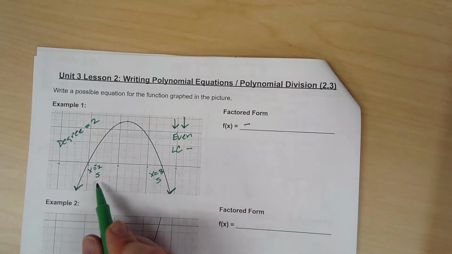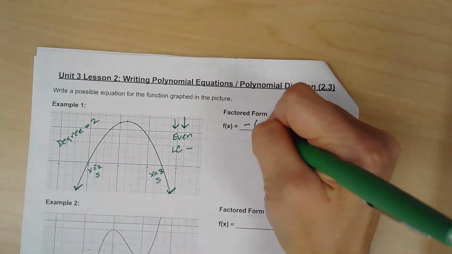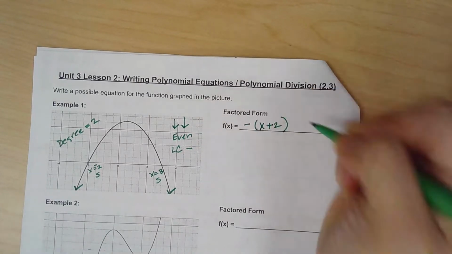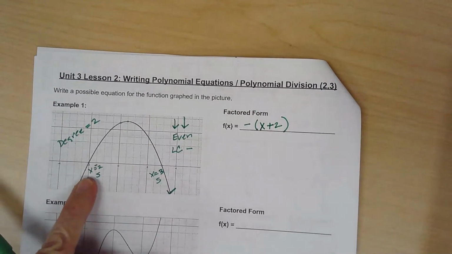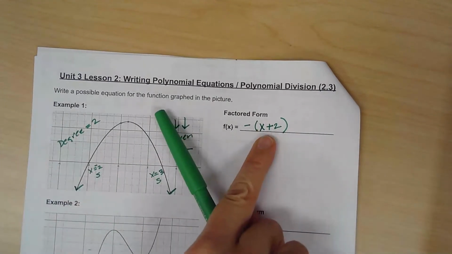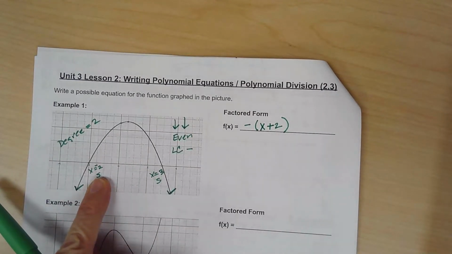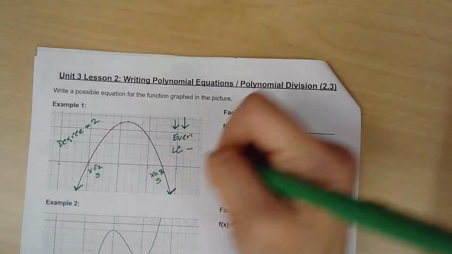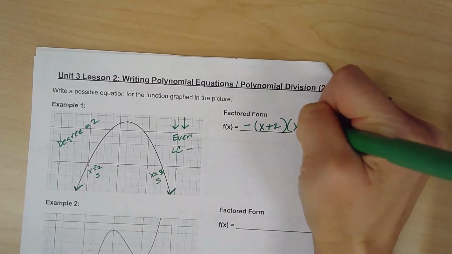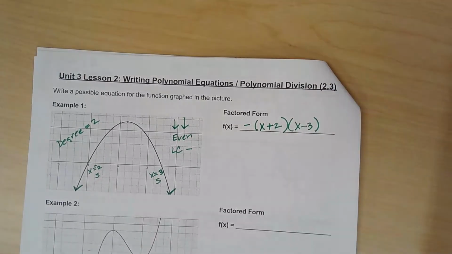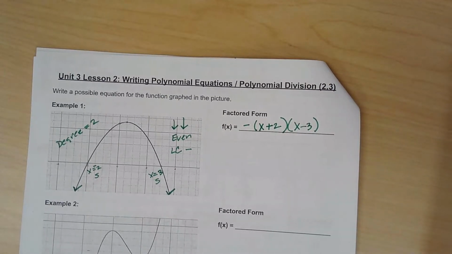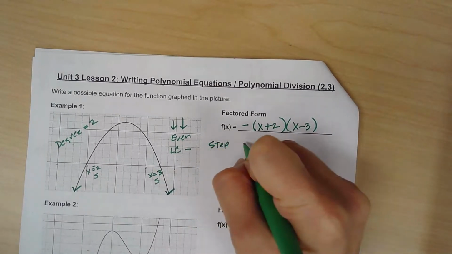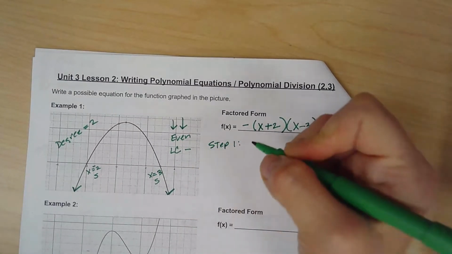What you're going to do is take those zeros and write them as factors. If I need to solve this factor and have it equal -2, that means the factor that relates to x equals -2 was x plus 2. And if I need to solve something and get x equals 3, then I need the factor to be x minus 3.